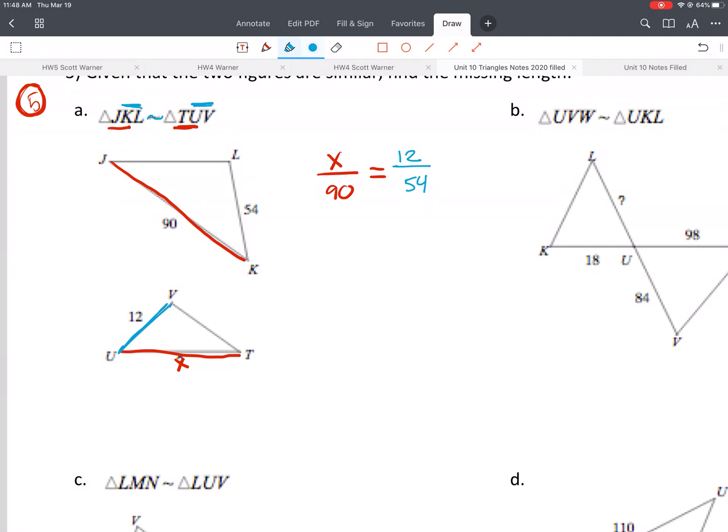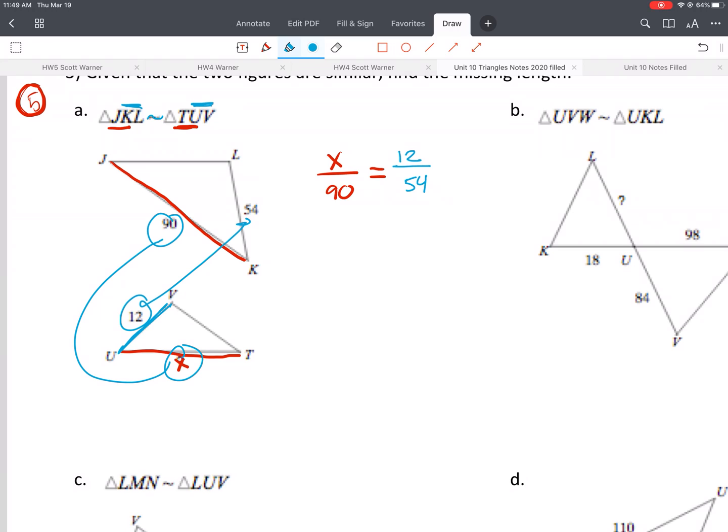So here they only give us two sides. You really probably could just look at it and say, well, this corresponds to this because they're both the biggest, and then these are the others. Okay. So either way, you could probably figure that out. But the similarity statement for sure tells you what's what. Okay. So we set up the proportions, and now we just need to solve.